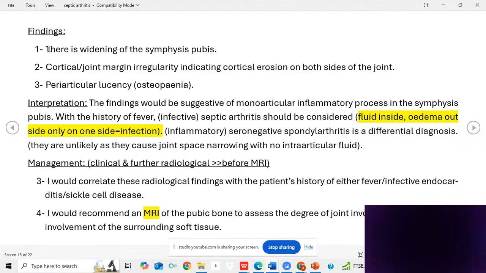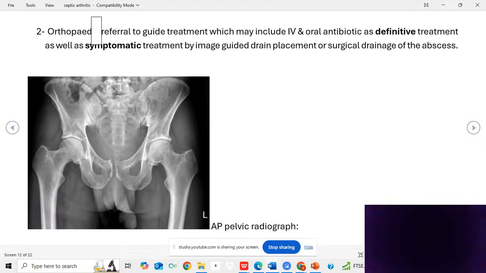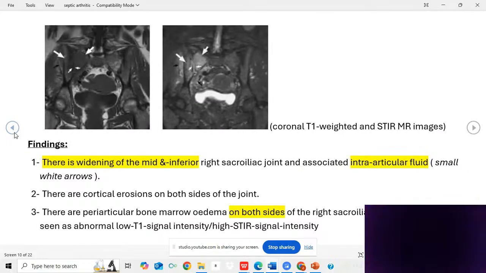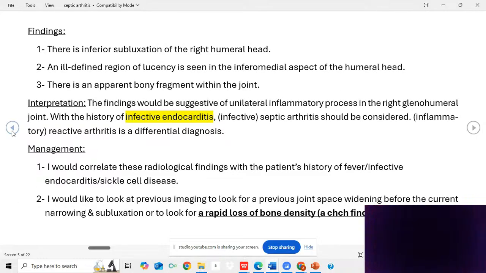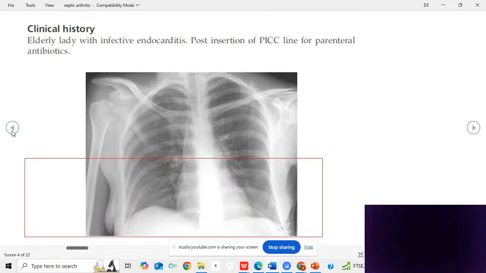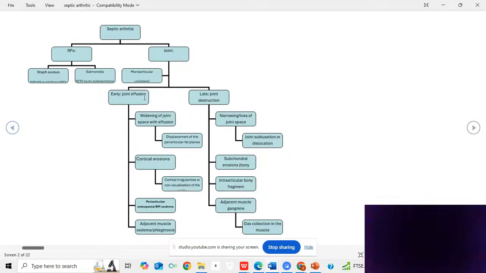The first finding is widening of the symphysis pubis. As you can see here, there is widening of the symphysis pubis. Okay, so you need to know, widening of the joint space with effusion is a sign of early septic arthritis.